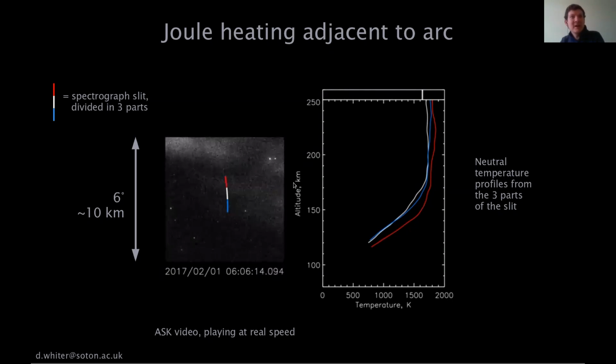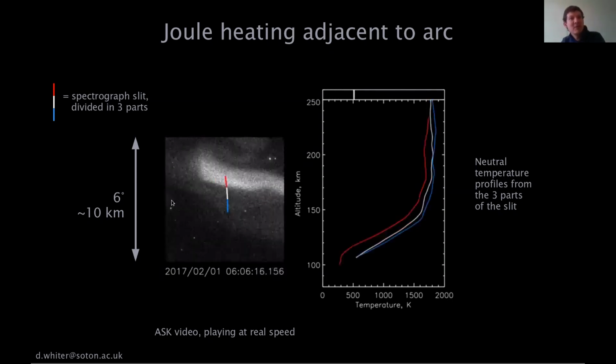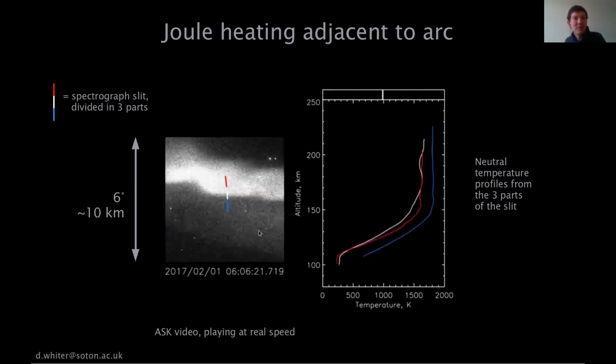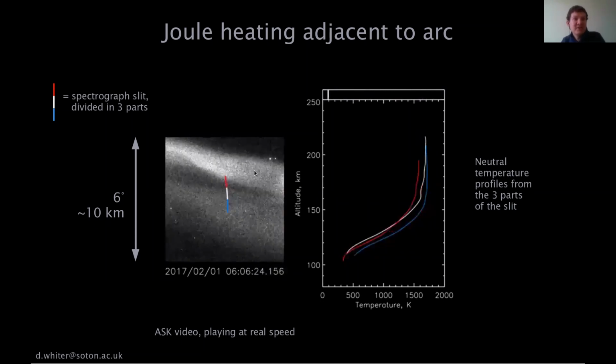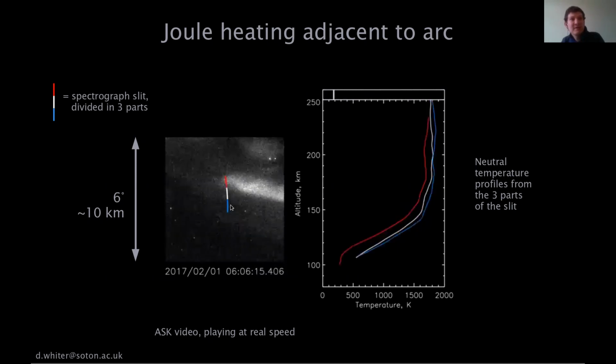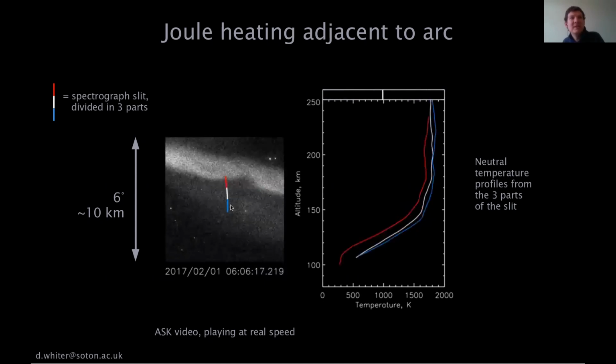Okay, so once we were happy with the technique, we applied it to some data. This is a video from the ASK camera of the N2 aurora, and this is just a small region of the sky, and this is running at real time, so I'm hoping it's playing okay over Zoom. But this shows what was going on in the aurora in this 10 kilometer by 10 kilometer region. And in red, white, and blue here, this is the spectrograph slit. So that's where we can retrieve the neutral temperature profiles.